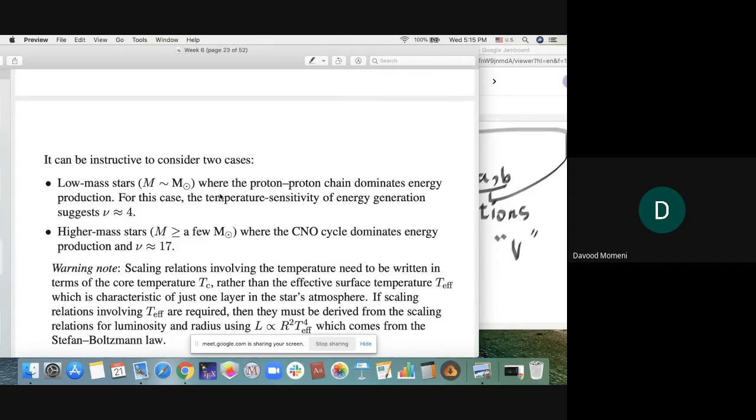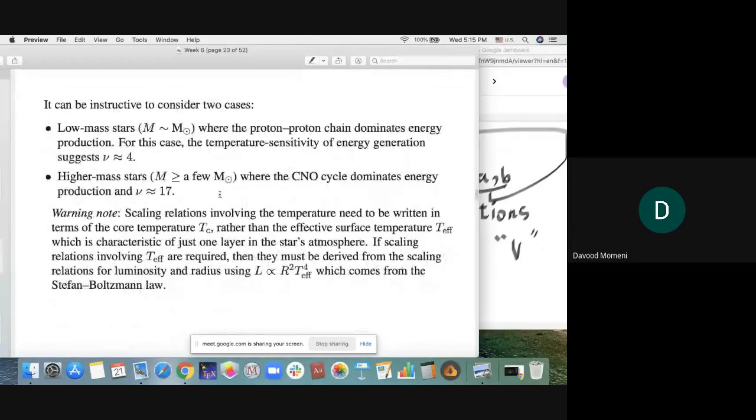There is a warning note here that scaling relations involving temperature should be written in terms of the core temperature. We don't talk about the effective temperature here. Effective temperature is the temperature which characterizes one layer of the atmosphere of the star. We talked about that in the first chapter. If you need something which involves the effective temperature, then you have to go through the luminosity equations and derive the effective temperature scaling through the Stefan-Boltzmann relation.